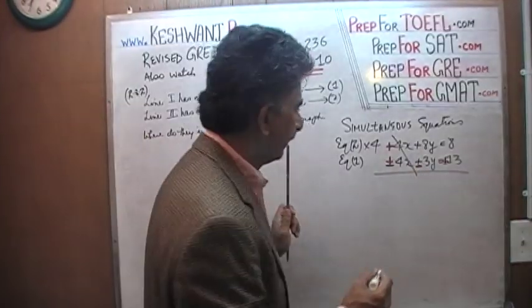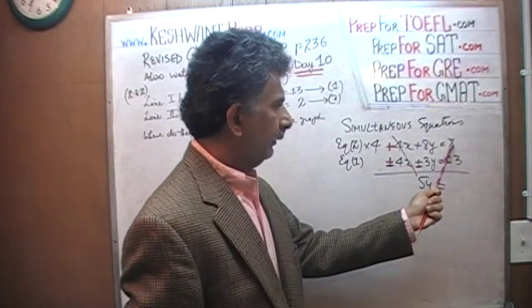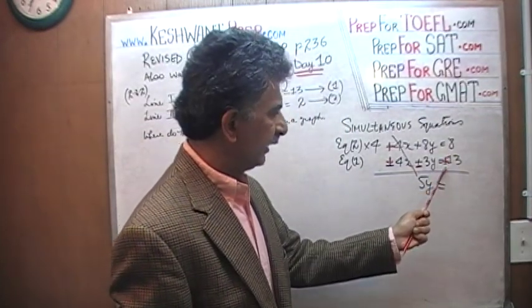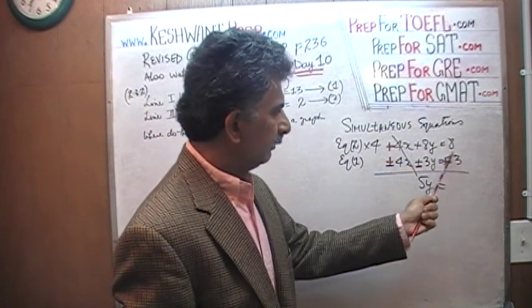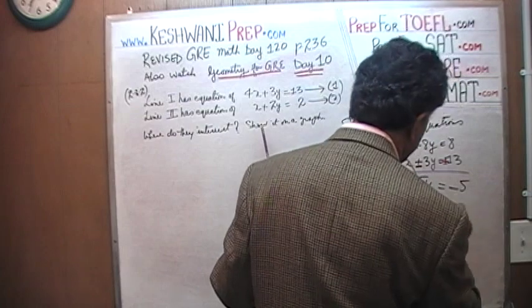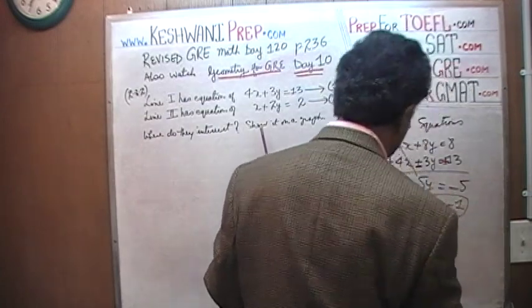8y minus the 3y gives us 5y. 5y equals 8 minus 13. This 13 becomes negative 13 because we're subtracting it. So 8 minus the negative 13 gives us negative 5. Divide both sides by 5 and y equals negative 1. Voila. y equals negative 1.